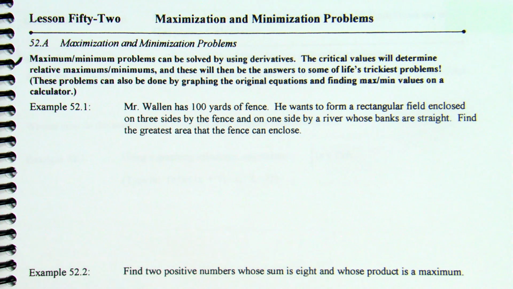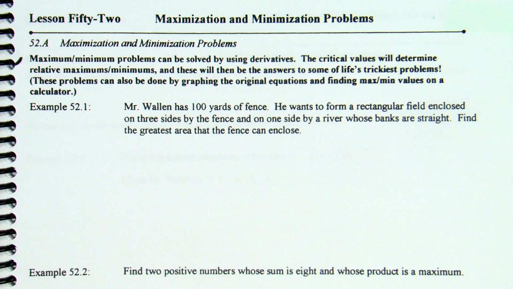And these will then be the answers to some of life's trickiest problems. These problems can also be done by graphing the original equation and finding the max or min values on a calculator. Okay? Once we get our critical values, keep in mind we'll have to show that it is a maximum or a minimum. We can't just assume that that is the maximum or that is the minimum. You have to be able to show, using our first and second derivative test from the other day.